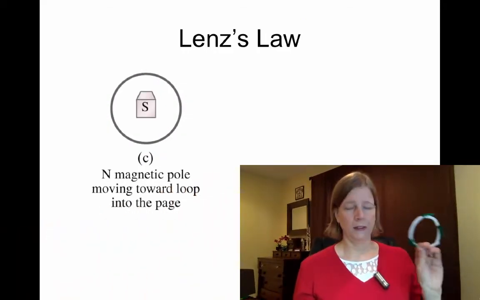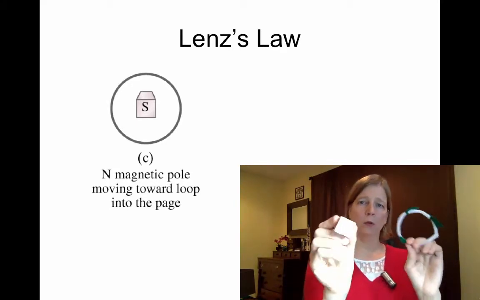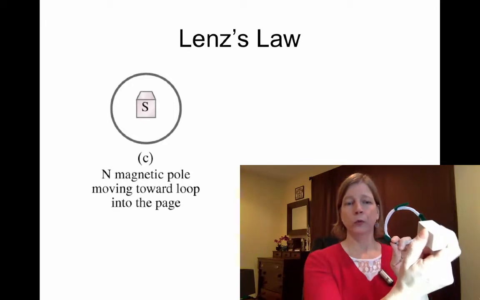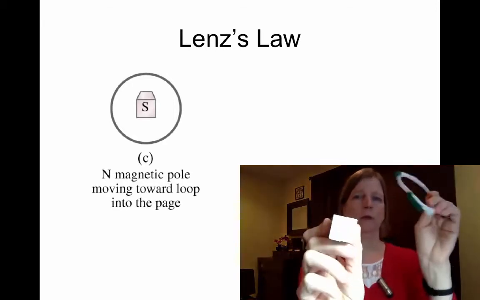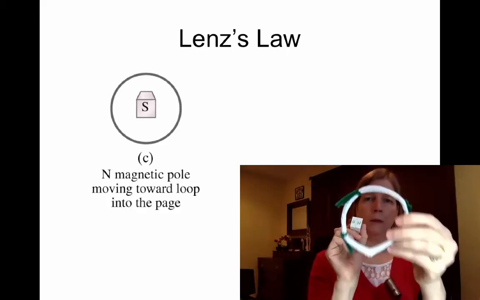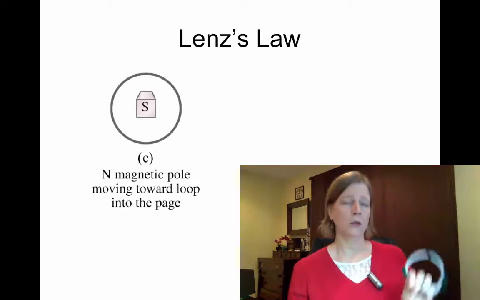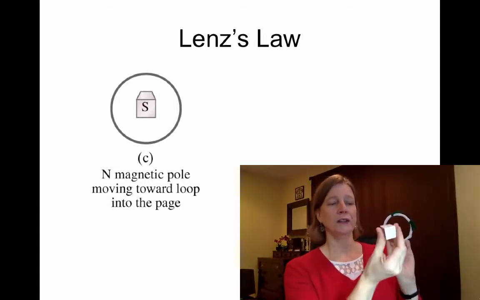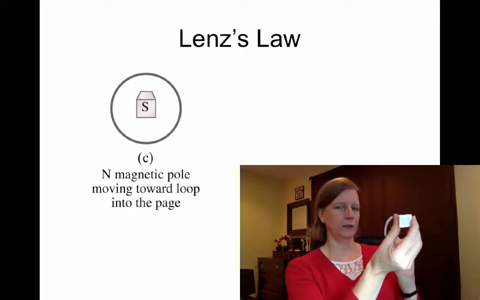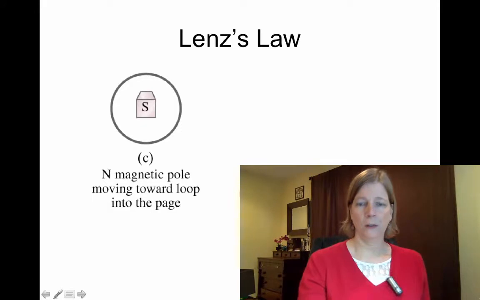Here is our example now: a loop of wire, and we have the north pole of the magnet moving toward the loop, into the page. So there's our geometry. I'll turn it around. There's our geometry of the plane of the page, and the north end of the pole is approaching the loop of wire, but this is how it's shown. So, loop of wire, we see the south end of the magnet because the north end is facing away from us. It's approaching the loop of wire, moving into the page.